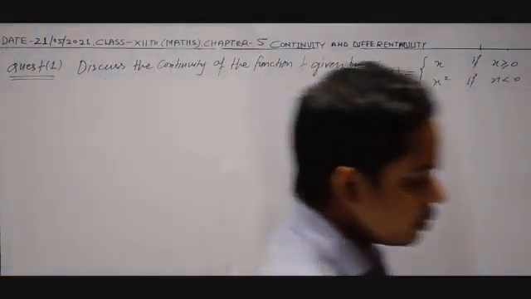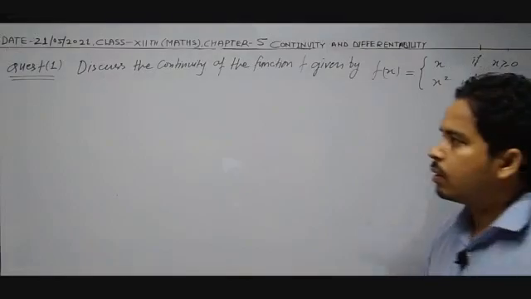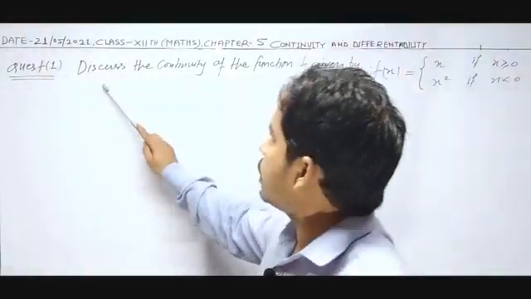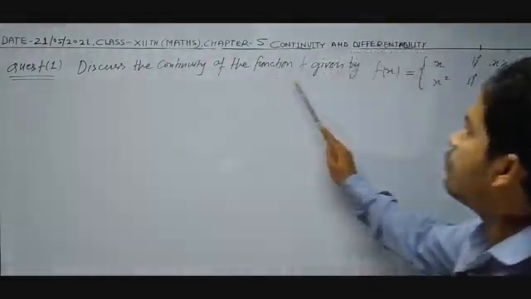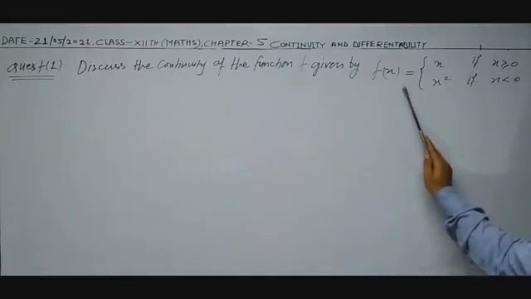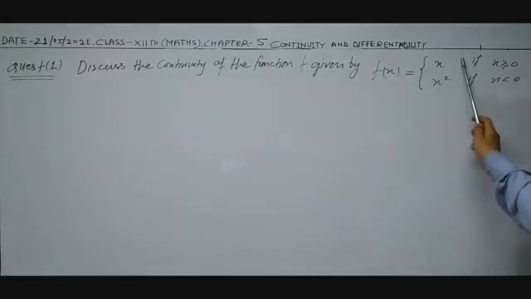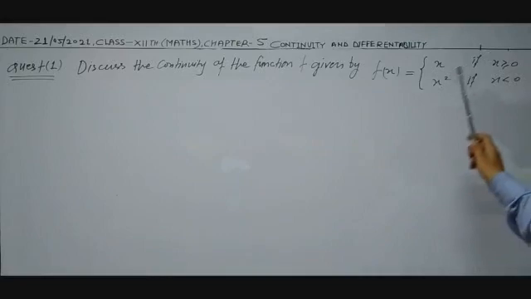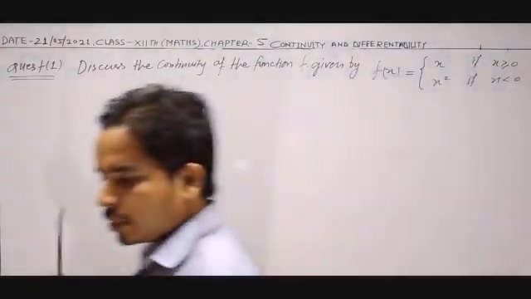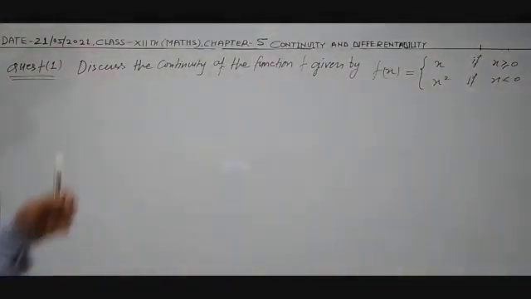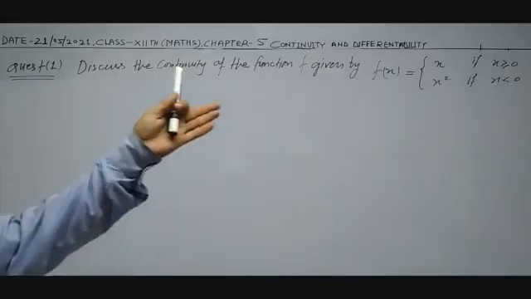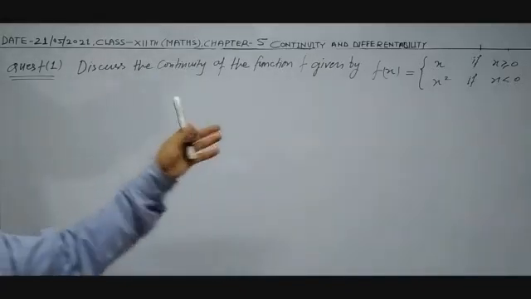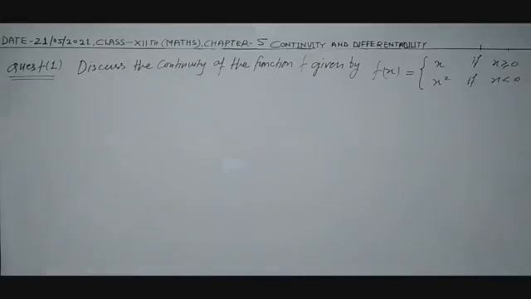Now see, question number 1: discuss the continuity of the function f given by f(x) = x if x is greater than or equal to 0, and f(x) = x square if x is less than 0. We have to find out whether the function is continuous or not at a given point. Point is not given, so you can take 0. We have to check the continuity at x = 0.